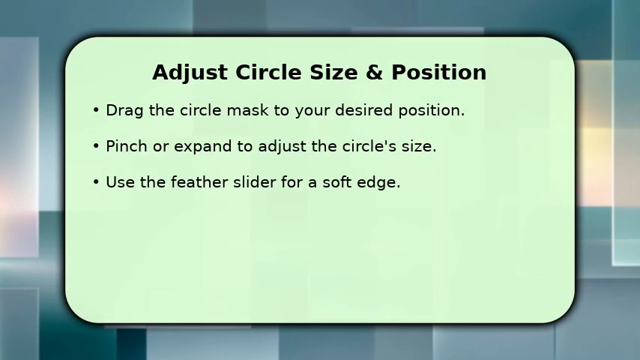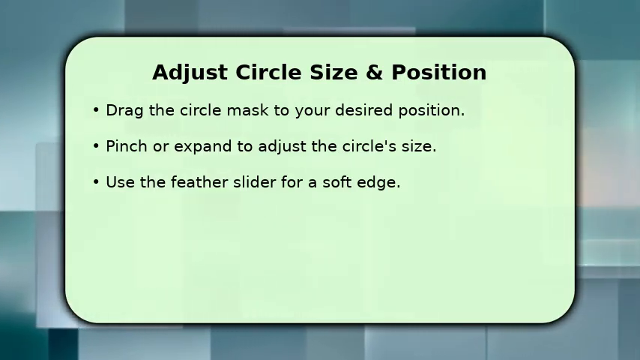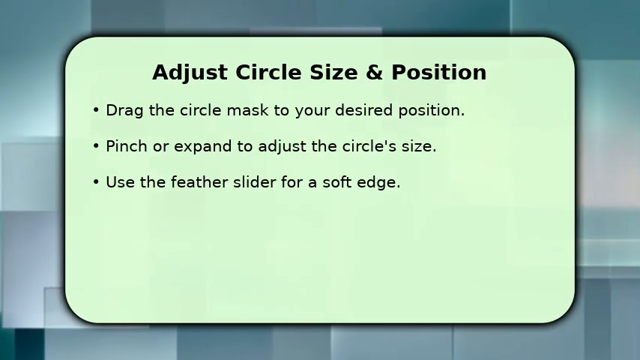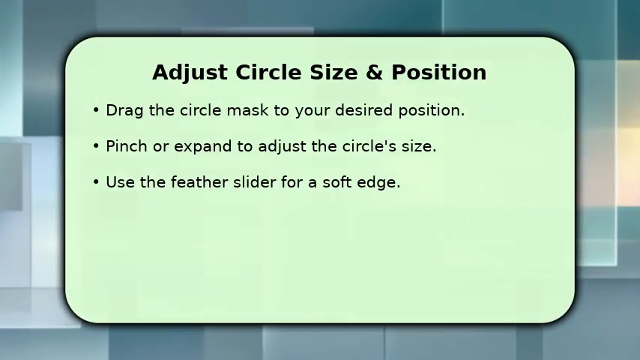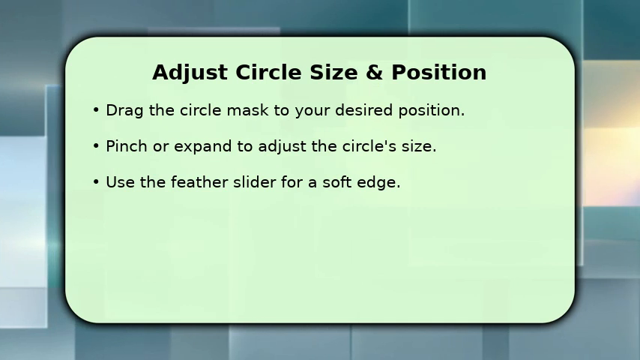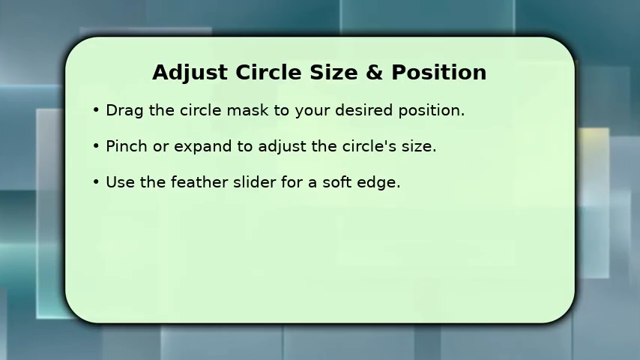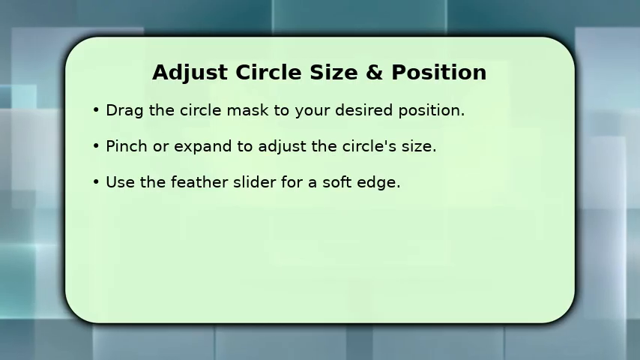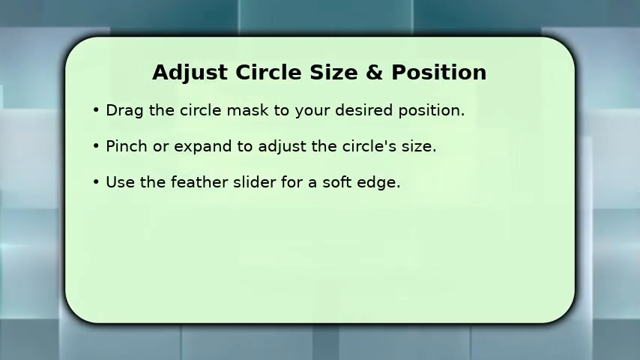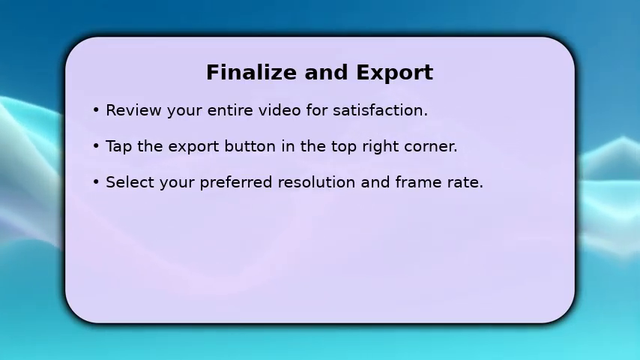With the circle mask applied, you can now fine-tune its appearance. Simply drag the circle directly on the preview screen to move it to your preferred spot within the video frame. To change its size, use a two-finger pinch or expand gesture on the circle itself. You can also use the feather slider to create a soft, blended edge, adding a professional touch to your circular video. Before exporting, take a moment to play through your entire video to ensure everything looks exactly as you envisioned.